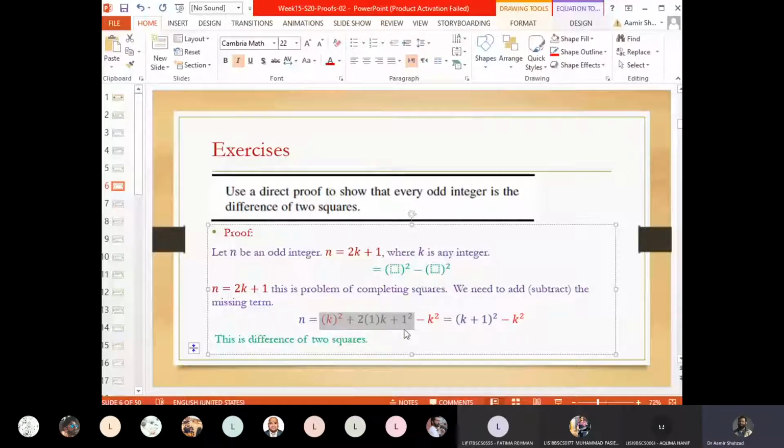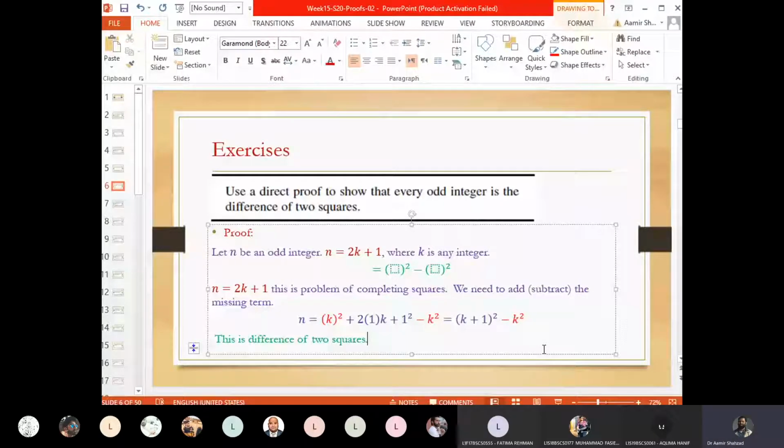और इसमें से हम फिर minus k square कह रहे हैं, कि हमने k square ऐड किया तो minus k square भी हमें करना पड़ेगा. So k square plus 2 times 1 times k plus 1 square. So this is going to be (k plus 1) whole square, and then we have minus k square. So n is equal to (k plus 1) whole square minus k square. So it's difference of two squares.